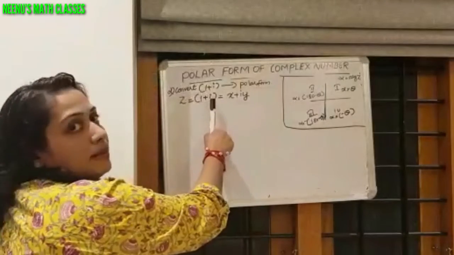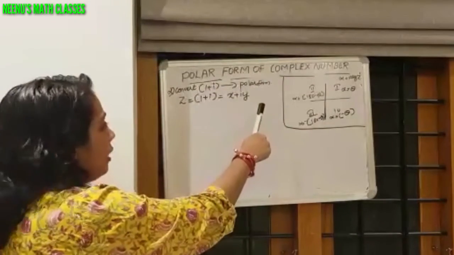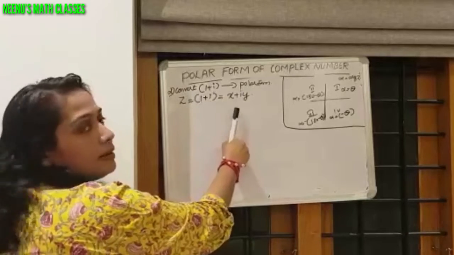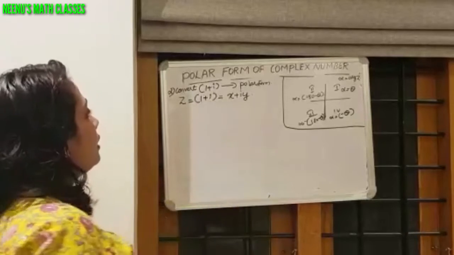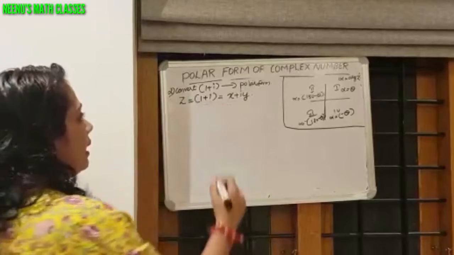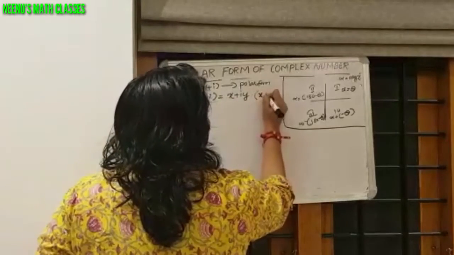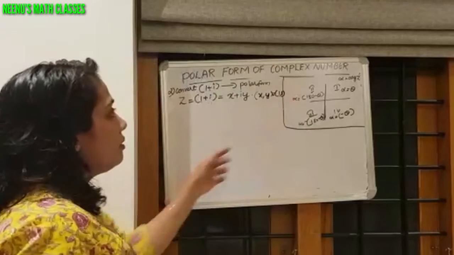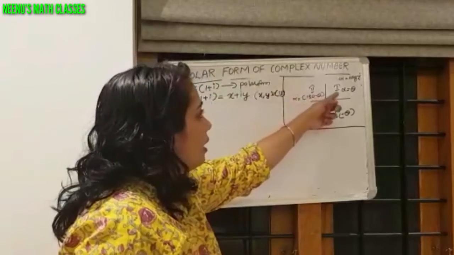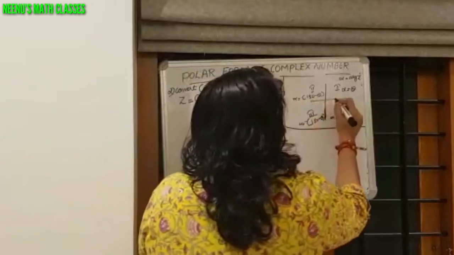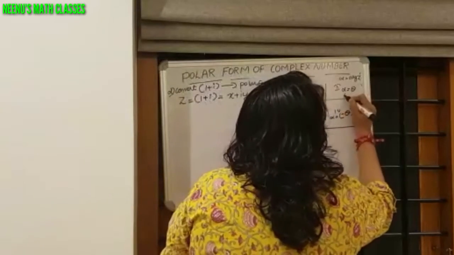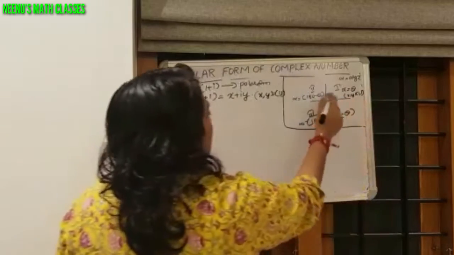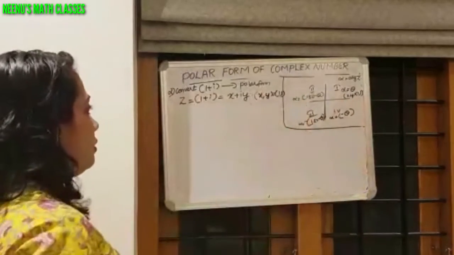Convert 1 plus iota into polar form. Consider Z equal to 1 plus iota, which is equal to x plus iota y. We know that the coordinates x comma y equal 1 comma 1, where x is positive and y is positive, which is in the first quadrant.